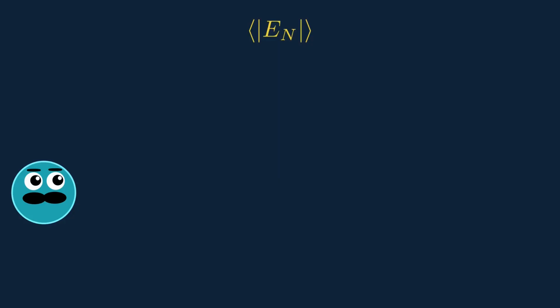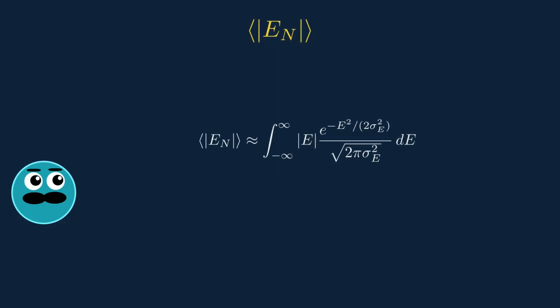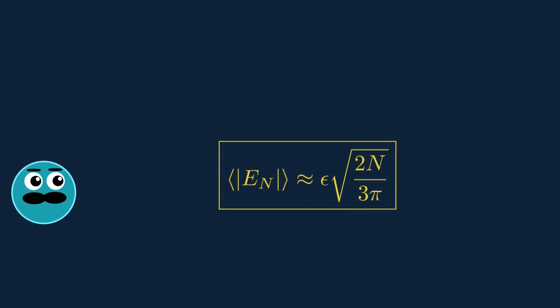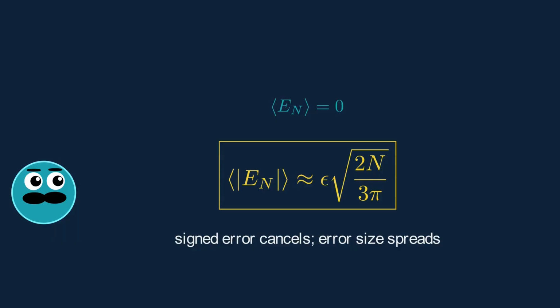Now, just like before, we can calculate the average absolute error using the normal approximation. For a normal distribution centered at 0, this integral gives us sigma e times square root of 2 over pi. And since sigma e is epsilon square root of n over 3, we finally get epsilon square root of n over 3 times square root of 2 over pi. This is the average size of the accumulated rounding error in this simple model, when n is large enough for the normal approximation to work well. So if each individual rounding error is uniformly distributed between minus epsilon and plus epsilon, then after n independent operations, the signed error cancels on average, but the size of the error does not vanish.